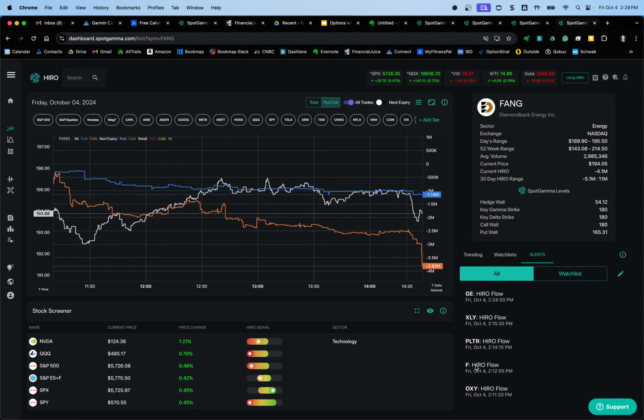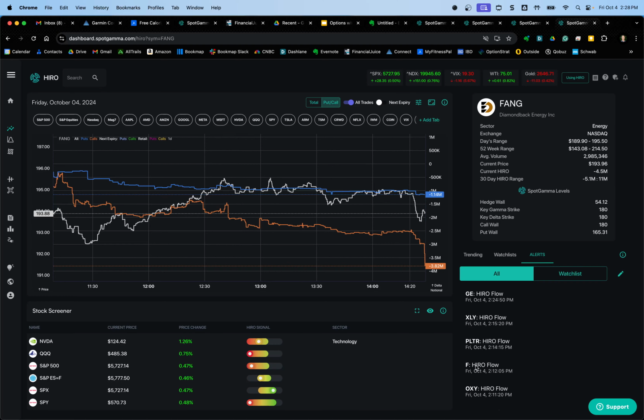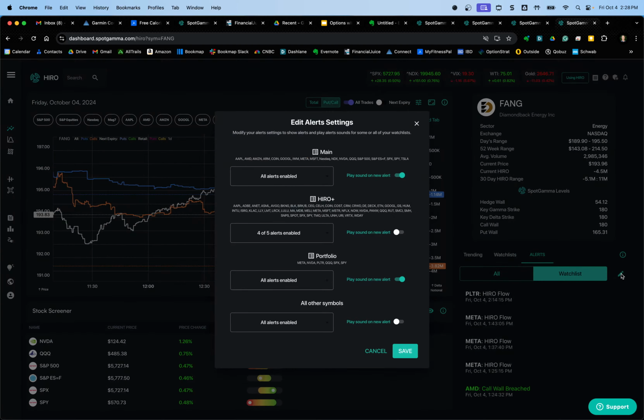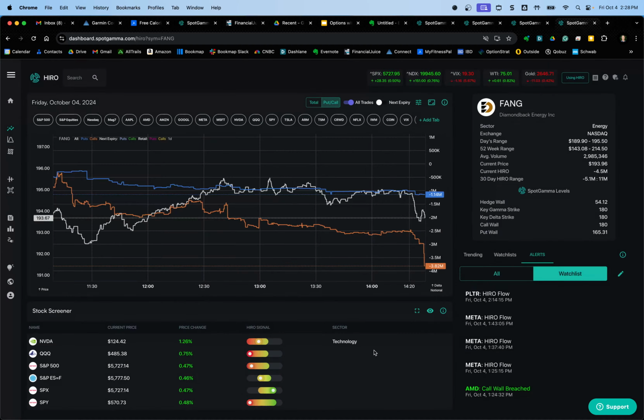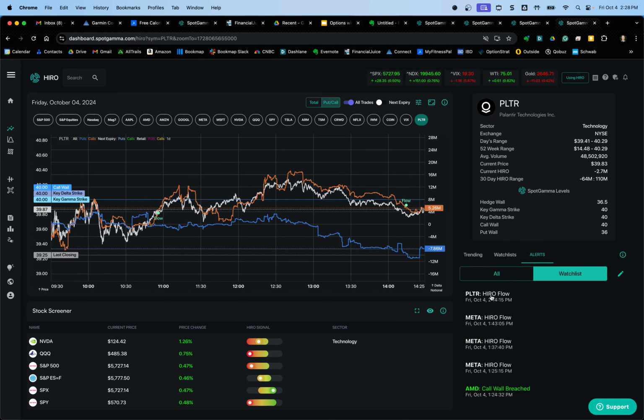I don't know. There used to be a way to get a list of all the flow alerts. I don't think that's available now. Or you can look at flow alerts for the instruments in your watch list. So here's where you can change the settings. So this is instruments in my watch list. So for example, here's actually a very recent flow alert on Palantir, trading right around the 440 call wall key gamma strike.